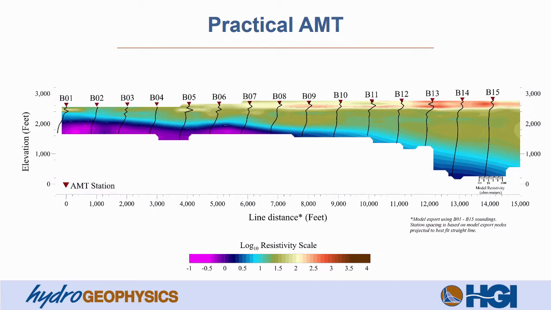An example of an AMT profile shows a decreased depth of investigation where the subsurface is very conductive in a brine zone, but increased depth of investigation where there are resistive sediments. The briny playa is indicated by the purple hues on the left, and the alluvial sediment is seen at the surface of the line in orange hues on the right.